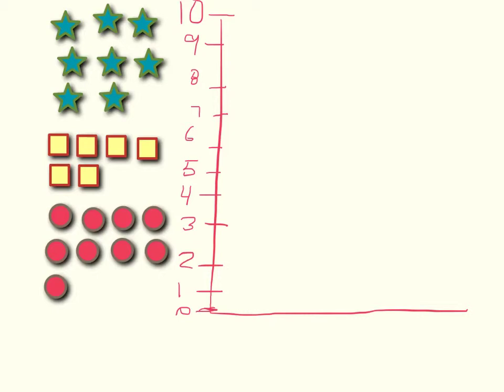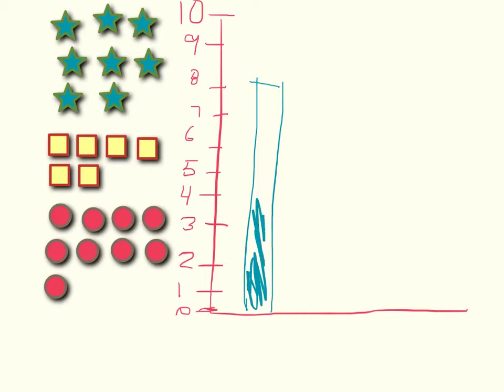So we should start by labeling down here that we're talking about the stars. Next, since we had 8 stars, we'll go out to the number 8 and draw a line. And since it's a bar graph, we'll make it a bar going all the way down to 0. And to keep along with our labeling, we want to tell people that this is the number of stars we have.